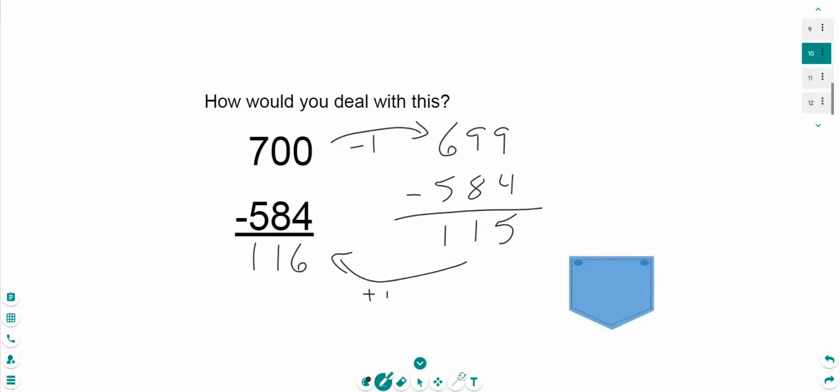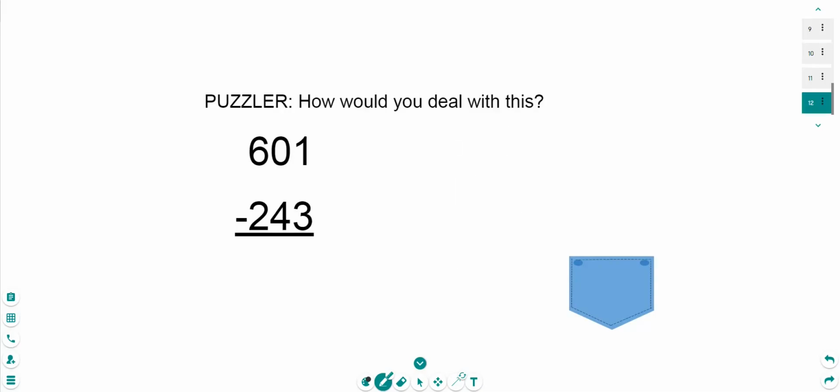Did you change it into 699? Did you end up with an original answer of 116? Now here's another puzzler. Remember, a puzzler is a bit more challenging and it's going to make you think. So give yourself about 2 minutes to try this on your own.